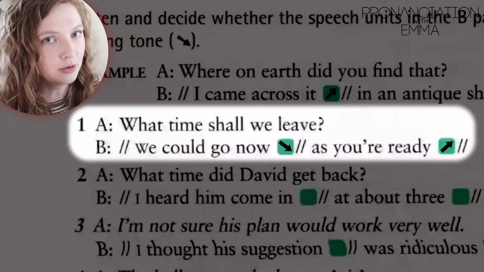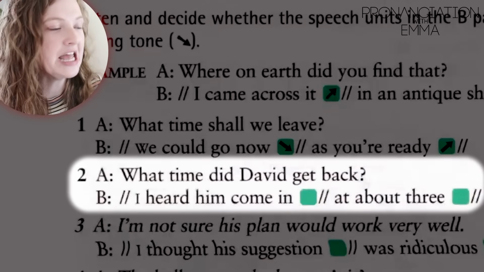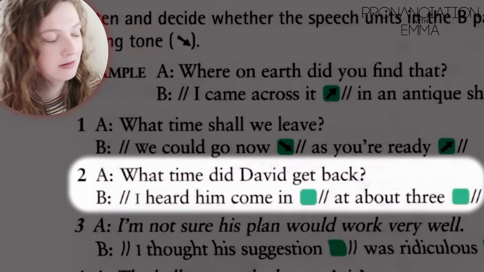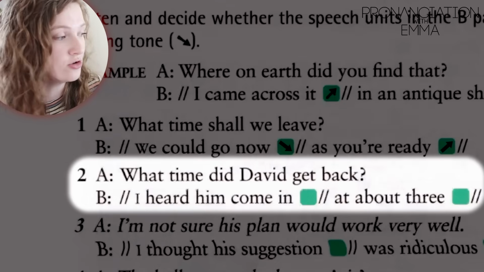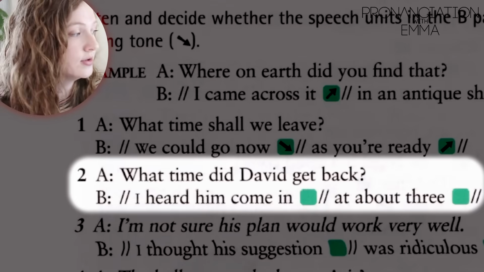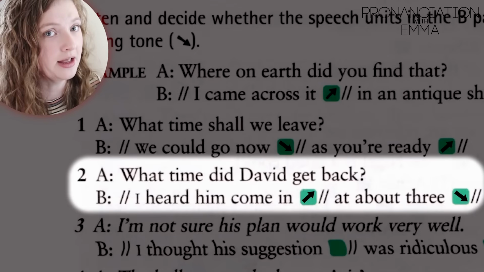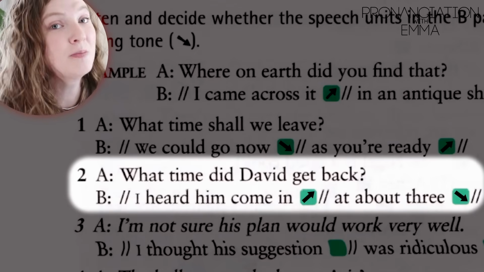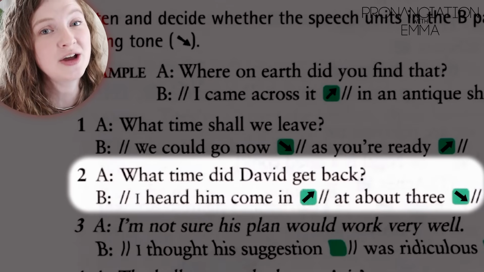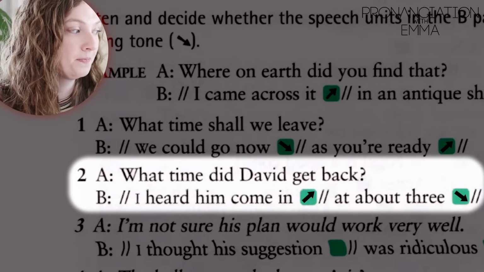We could go now, as you're ready. Number 2, what time did David get back? Again, have a think. What's important here? What's new here? What's new information? New information always falls. So I heard him come in at about 3. I heard him come in. What time did he get back? He got back. You're basically repeating the question, aren't you, at that point? I heard him come in at about 3.